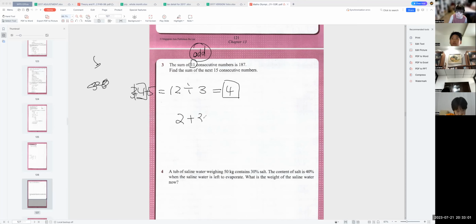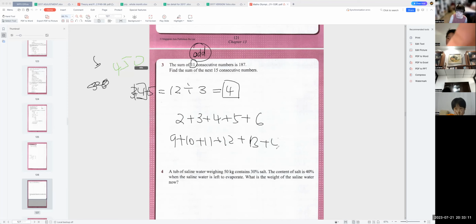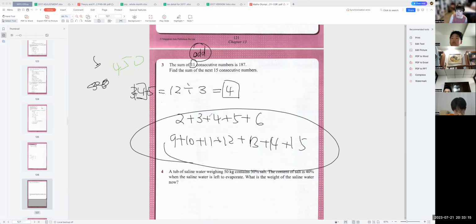So 2 + 3 + 4 + 5 + 6, or 9 + 10 + 11 + 12 + 13 + 14 + 15, it doesn't matter. If you add all of them, as long as the number of numbers is odd, the middle number always equals the average. Do you still remember, everybody?